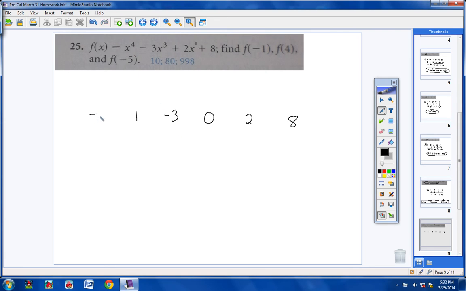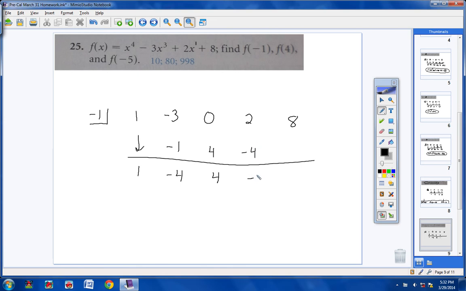We'll put a -1 here. That's what we're evaluating the function at. And here we go. Bring your first number down. -1 times 1, -1. Combine, you'll get -4. Multiply, you'll get a +4. Combine, you'll get 4. -1 times 4 is -4.